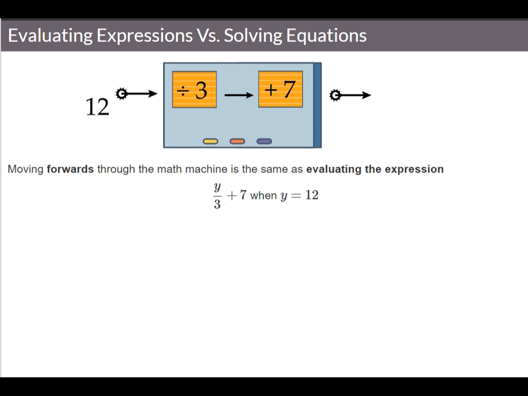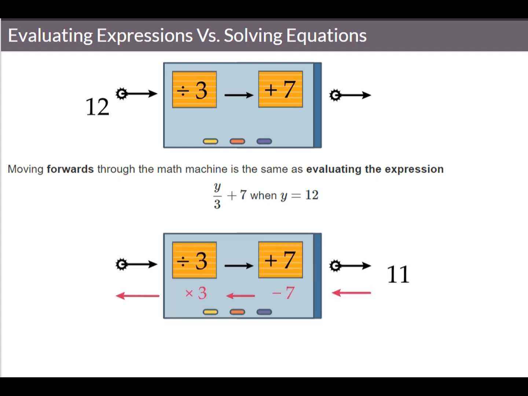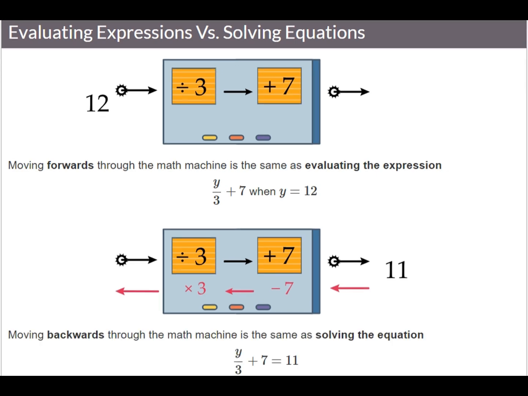Alternatively, if we are told that the output is 11, then we would work backwards through the math machine to determine the input. Moving backwards through the math machine is like solving the equation y divided by 3 plus 7 is equal to 11. The differences between working forwards versus working backwards through a math machine are similar to the differences between evaluating an expression and solving an equation.